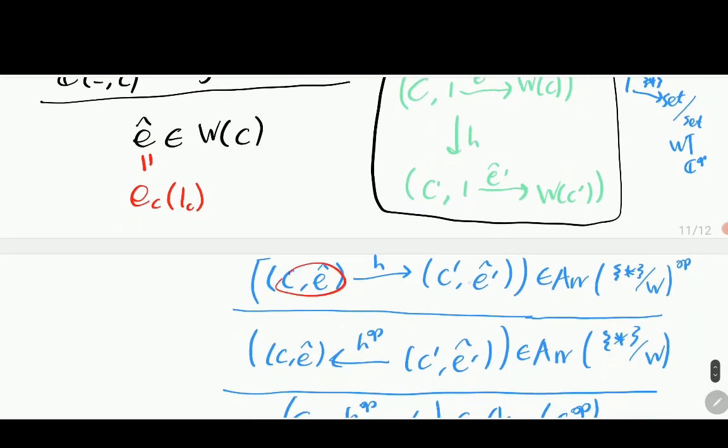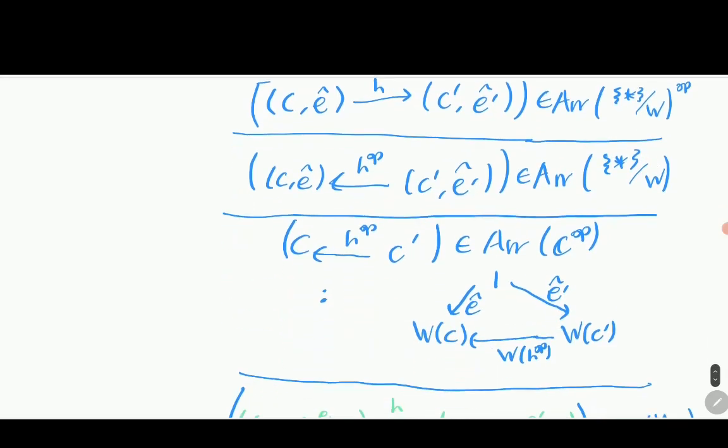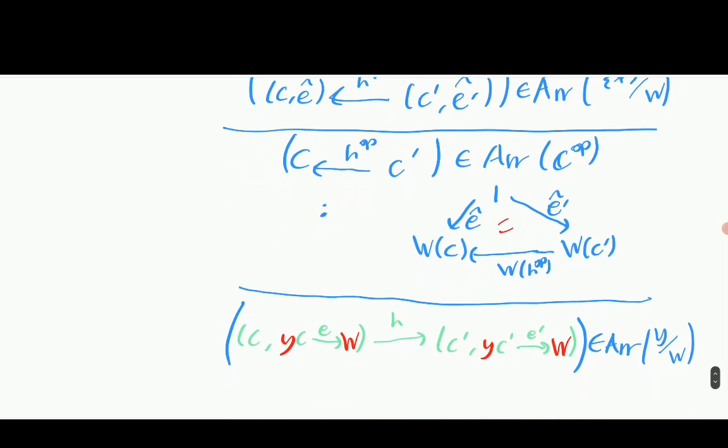So it's going to go from an object like this to an object like this. But remember that what we have here is really the opposite of star slice W. So this H here corresponds to this arrow H op that goes from C dash E dash hat to C E hat in star W. And that just corresponds with this arrow H op of C op, which makes this kind of triangle commute. And then if you apply the Yoneda lemma, you can see that this basically just corresponds with an arrow of this kind of form in Y slice W.